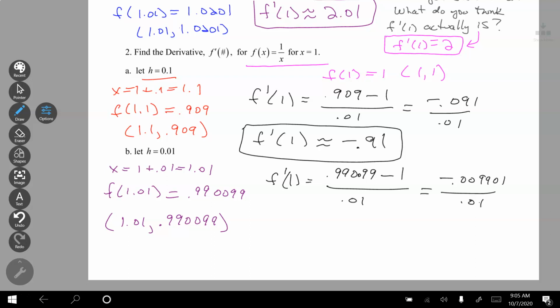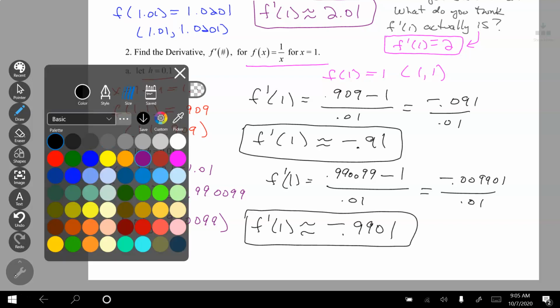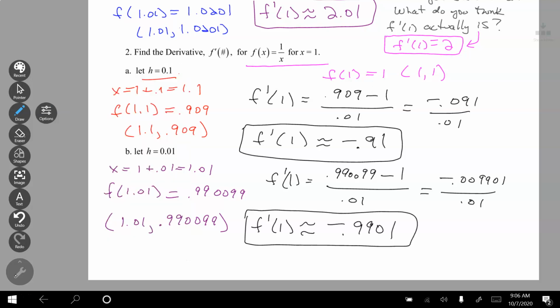0.009901 over 0.01. Let me clear that up a little bit. Let me put 2 zeros in there that are nice and neat. So f prime of 1 is about negative 0.9901. Again, it's an approximate derivative. It's not exact. Do we see a trend here? I think I do. I think the trend is that f prime of 1 is actually equal to negative 1 if we follow this trend.